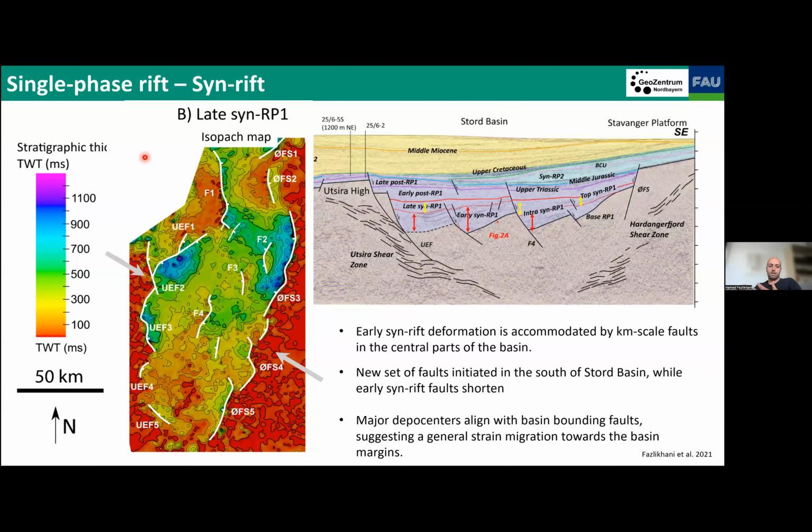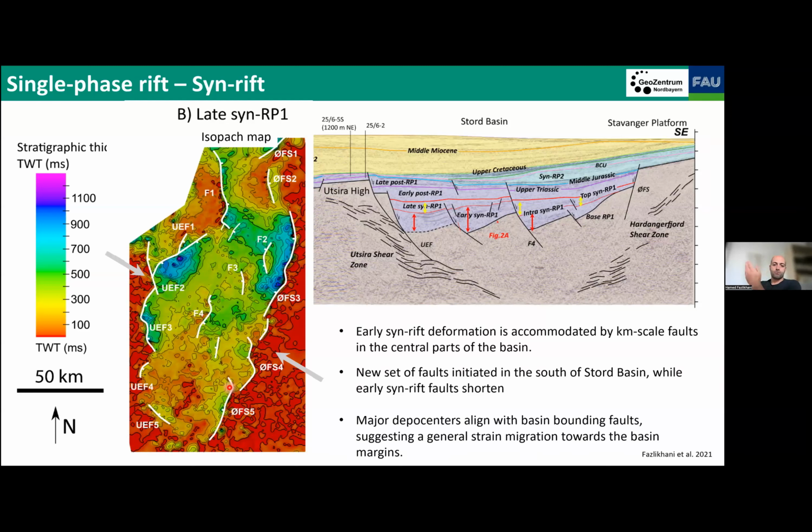Basically what we see from the early to the late Syn-rift is that the rift depocenters are migrating towards the basin bounding faults, so those faults are accommodating a greater amount of deformation during the latest stage of Syn-rift. In terms of the faults, those that develop in the central part of the basin are shorter or smaller, but towards the southern part of the basin we develop newer faults or fault segments.